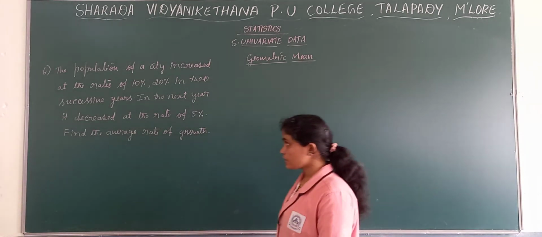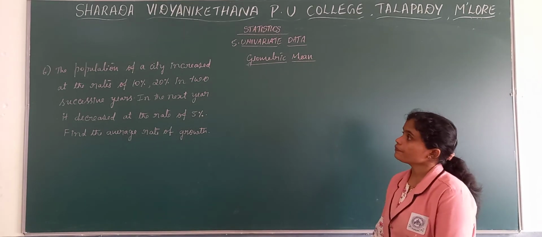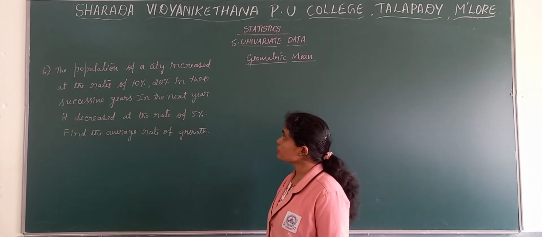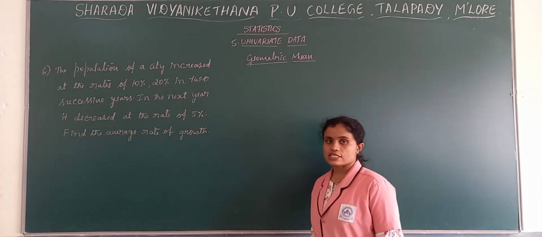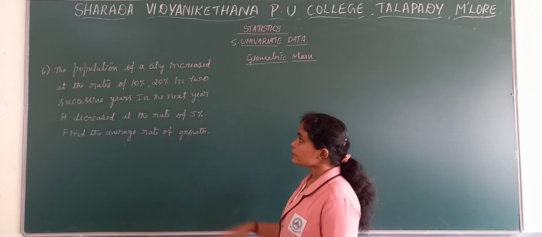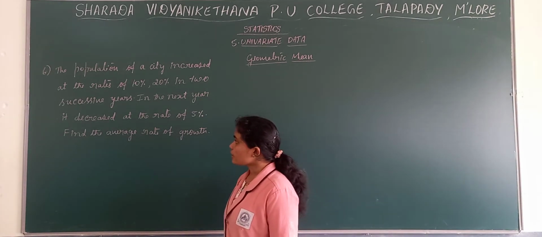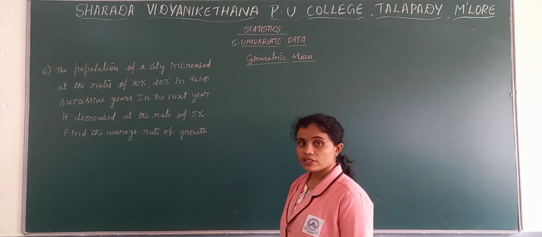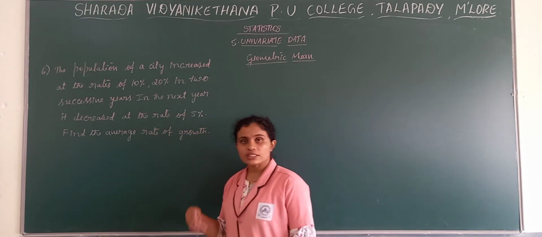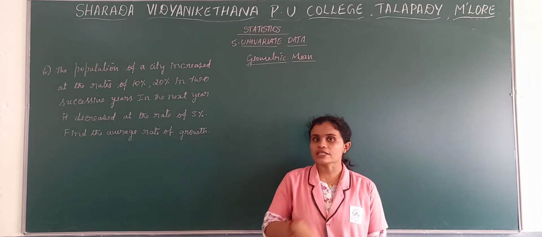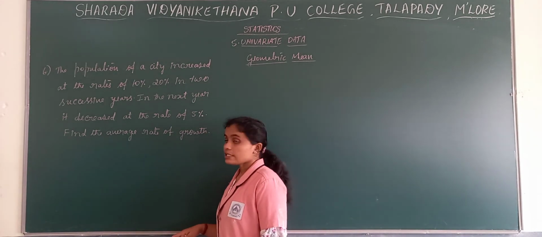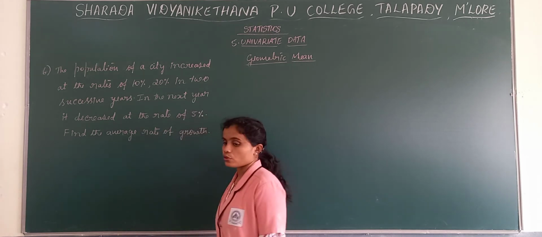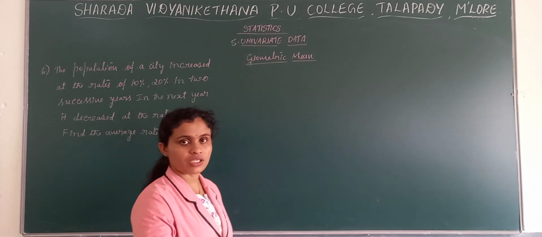Now we will see the last problem, a similar kind of problem. The population of a city increased at the rate of 10%, 20% in 2 successive years. In the next year it decreased at the rate of 5%. Altogether they have given 3 years, and in the first 2 years the population has increased, but in the next year it has come down 5%. Find the average rate of growth. Similar to the problem we have done just now.